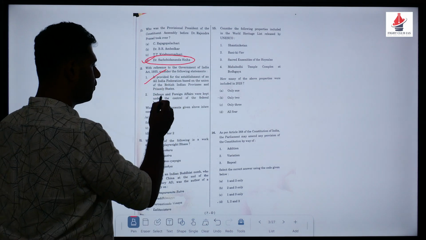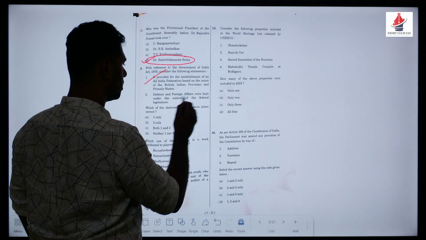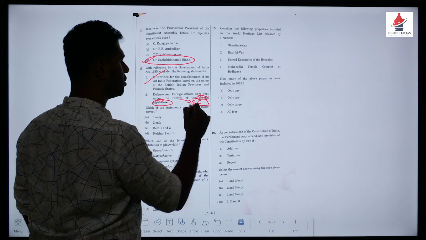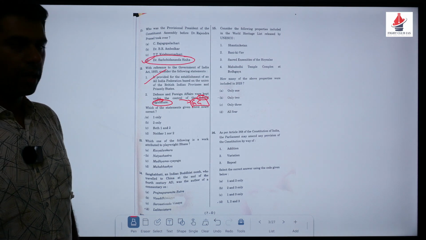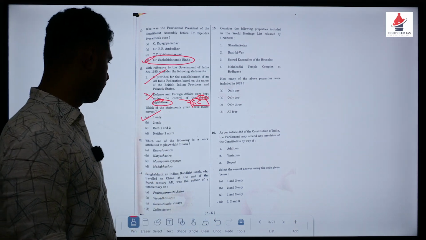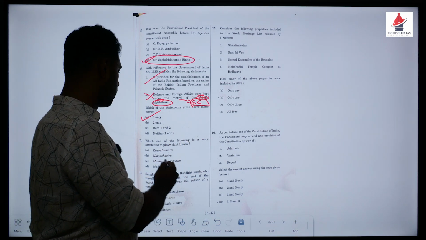Coming to the second point, defense and foreign affairs were kept under the control of the federal legislature. It was not under the control of the federal legislature, it was under the control of the Governor General. Right? So the second one is wrong. Answer is 1 only.